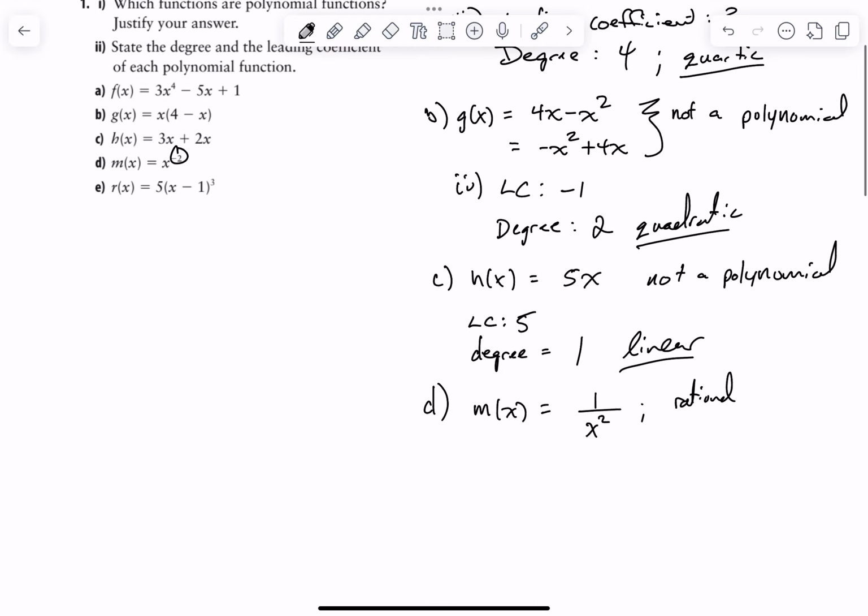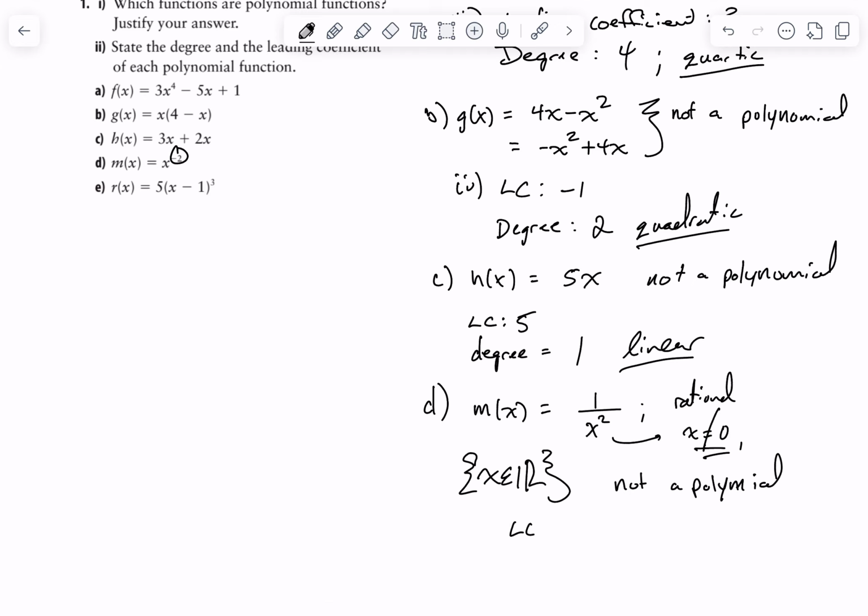Okay, and you'll notice there is a value of x here. Like let's say if I were to put in x equals 0, I would get a math error. Okay, so we cannot put that in, so that's a restriction. And we're going to say that x cannot equal 0 as a result. And that fundamentally breaks one of our polynomial function properties, where we say x can be a part of the real numbers, right? And so this is not a polynomial. Okay, and its leading coefficient is just going to be 1.